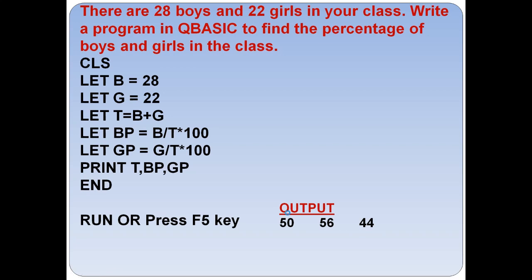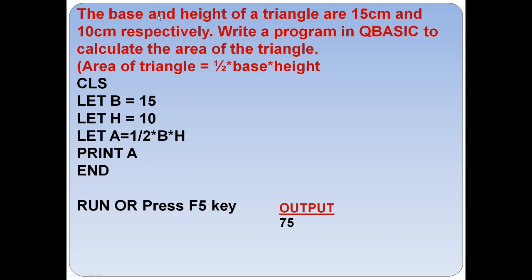Now next program is, the base and height of a triangle are 15 centimeter and 10 centimeter respectively. Here we are finding the area of a triangle. This is the base, 15 centimeter, of the triangle and this is the height of the triangle, 10 centimeter. Write a program in QBasic to calculate the area of the triangle. The formula is given in the question, so the area of triangle formula is half multiply base multiply height. So base we are taking as B and height we are taking as H variable.